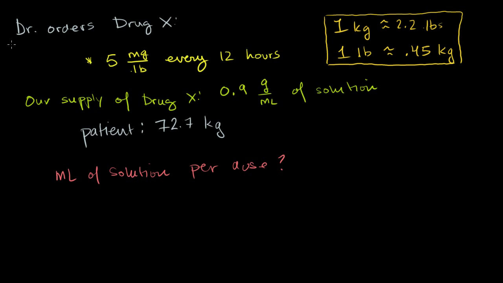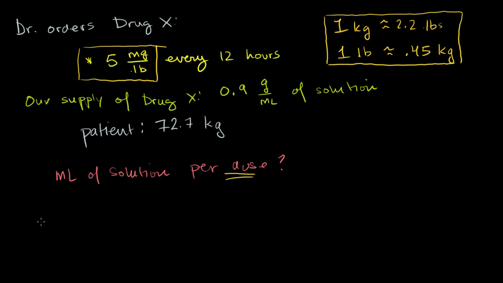So the first thing, let's figure out our dosage in terms of per kilogram. This is per pound. And we really don't need to know every 12 hours, because they're asking how many milliliters of solution do we do per dose? A dose is every 12 hours. So the every 12 hours is kind of extra information. So we want to figure out this 5 milligrams per pound. How do we convert that to how many milligrams per kilogram?